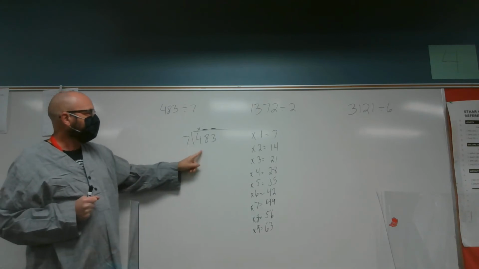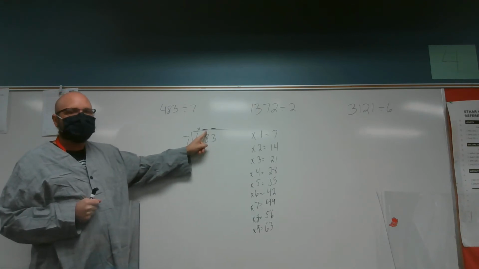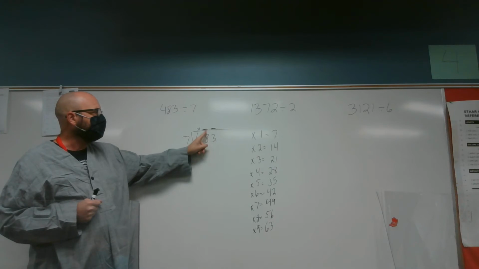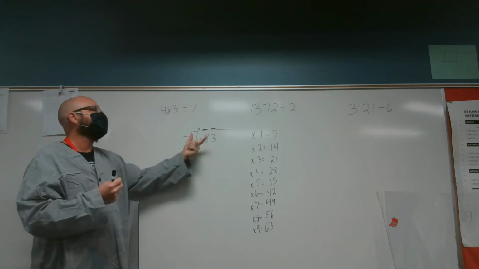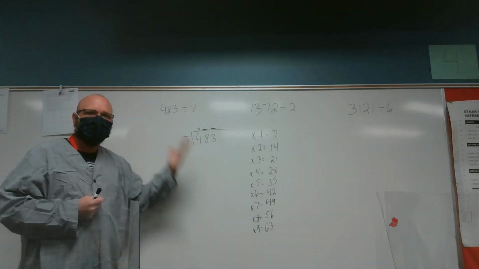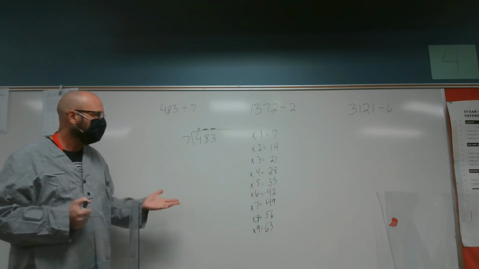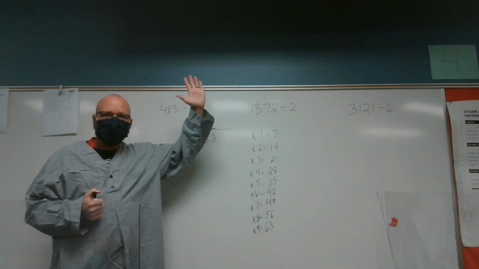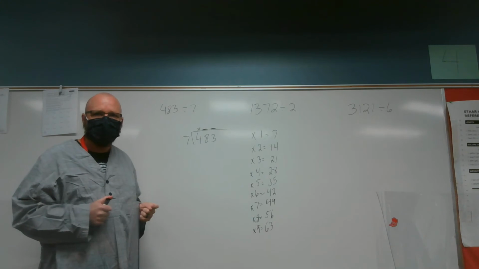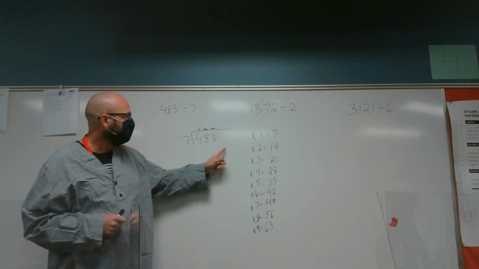So I'm taking 7 into 48. My first digit in my whole number is directly above the 8. Organizing it is very important. If graph paper helps, use graph paper. If you need graph paper, raise your hand. I know those of you at home might need it, but I can't do anything for you.